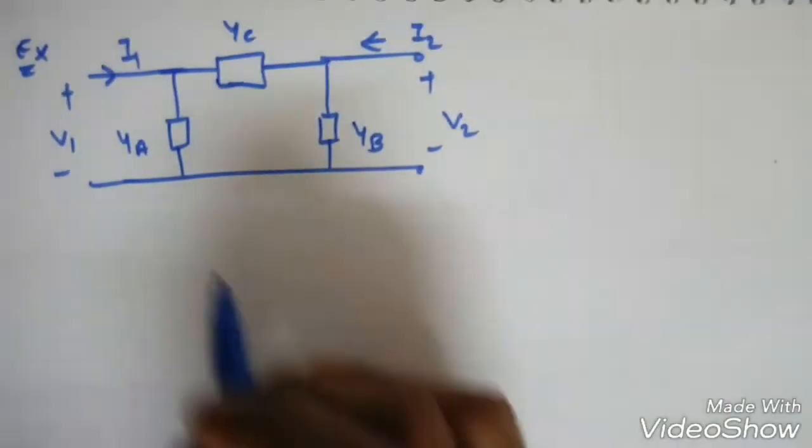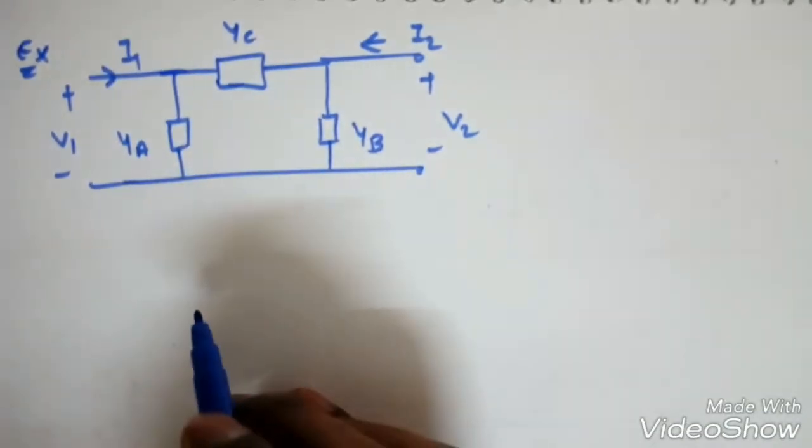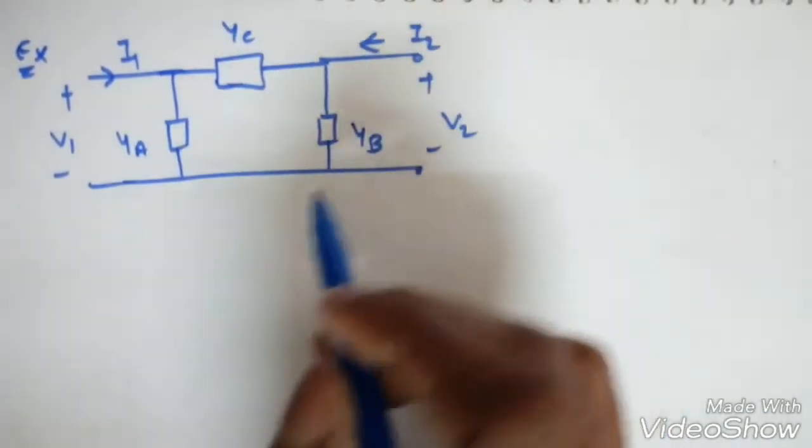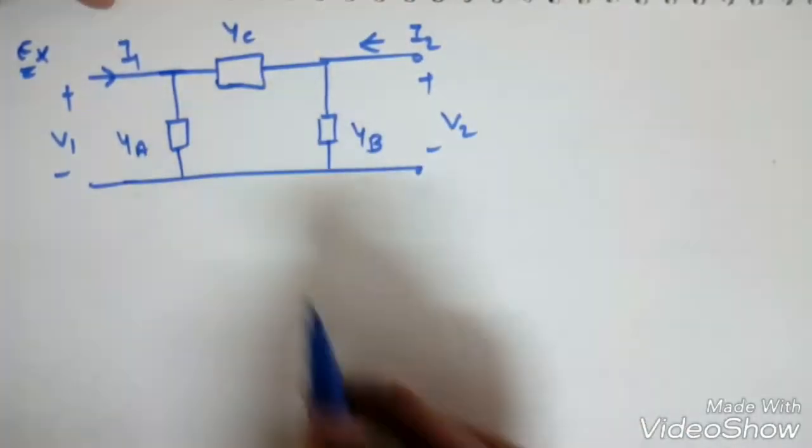Suppose this network is given. Suppose we need to find the Y parameters. So this is a pi network, and these three are the admittances.